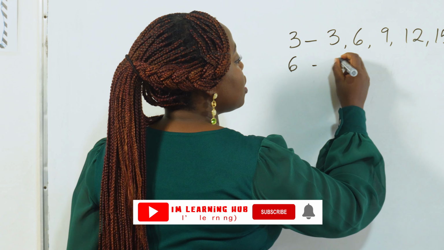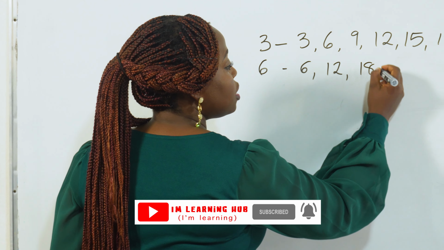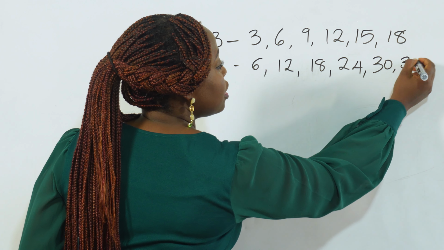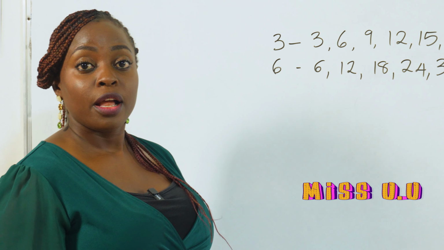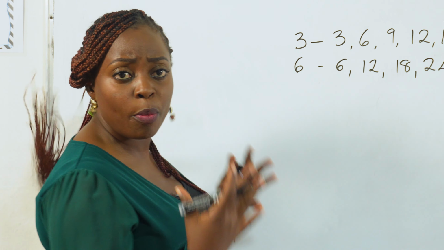6, we have 6, 12, 18, 24, 30, and 36. Now we've listed out multiples. Now let's look. Are there common multiples?